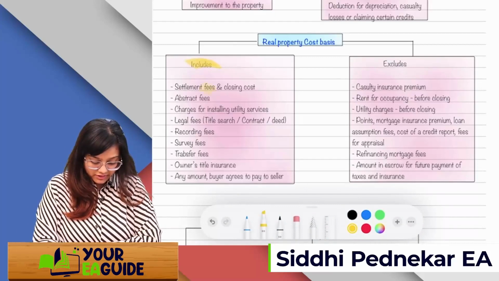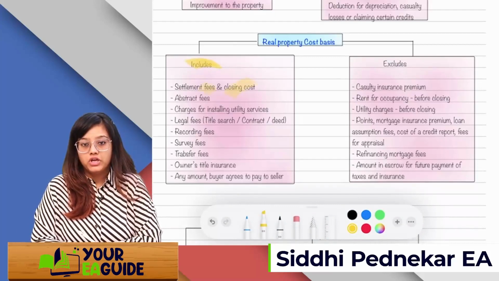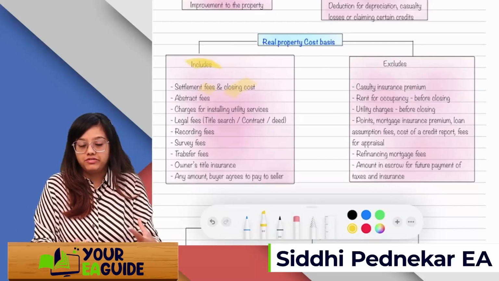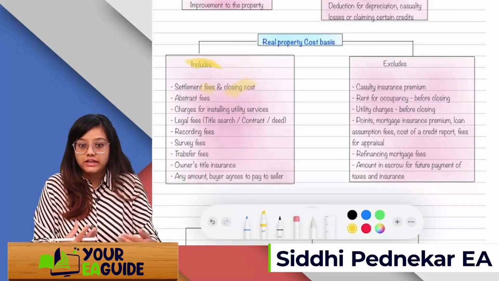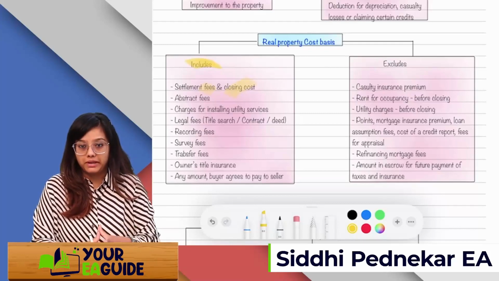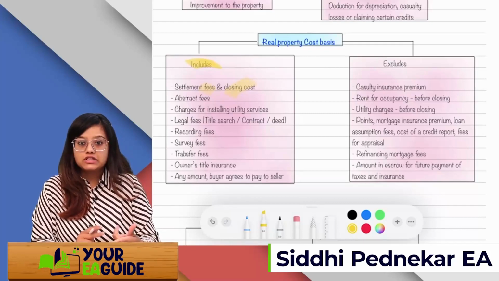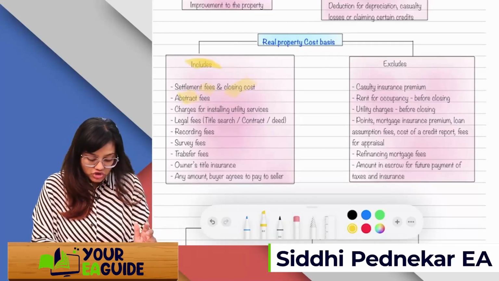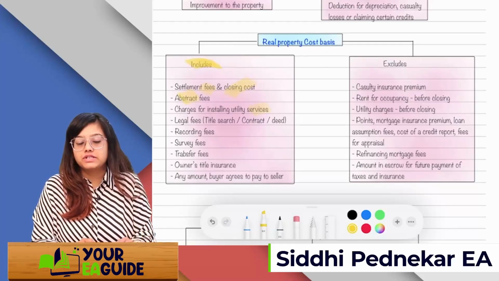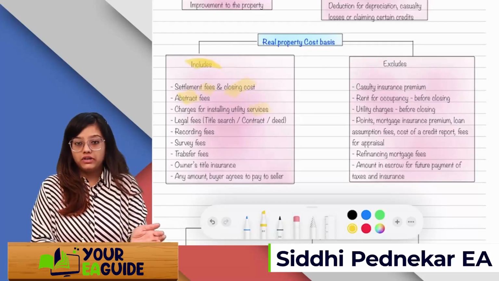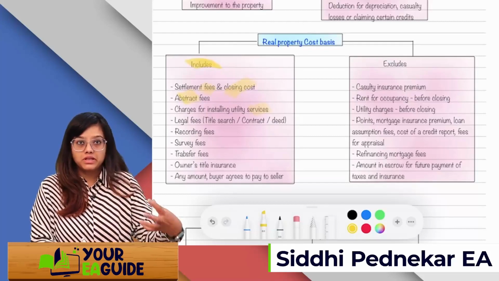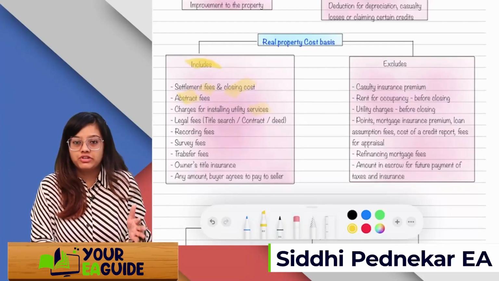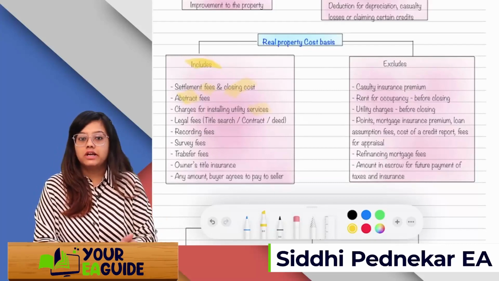First is settlement fees and closing costs. So you know what happens over there in the US, they have some settlement fees and they have some closing costs that they need to pay while purchasing the property, right? So settlement fees, closing costs will be a part of your cost, right? Abstract fees, charges for installing the utility services. Okay, if you need to pay some extra charges to get some things done or improvements done while purchasing the property, or some installation which is necessary, right? So that will be included.